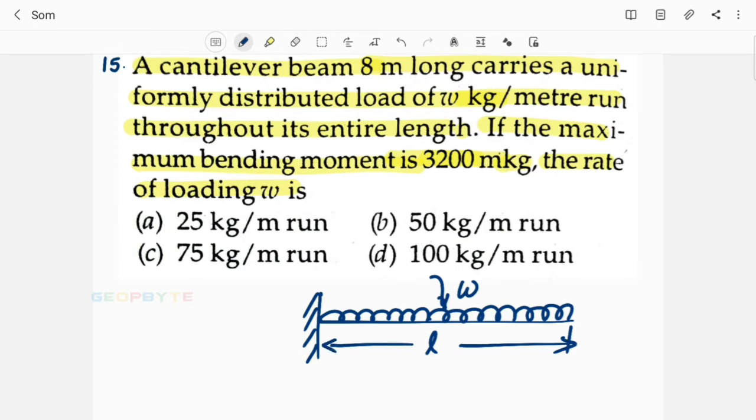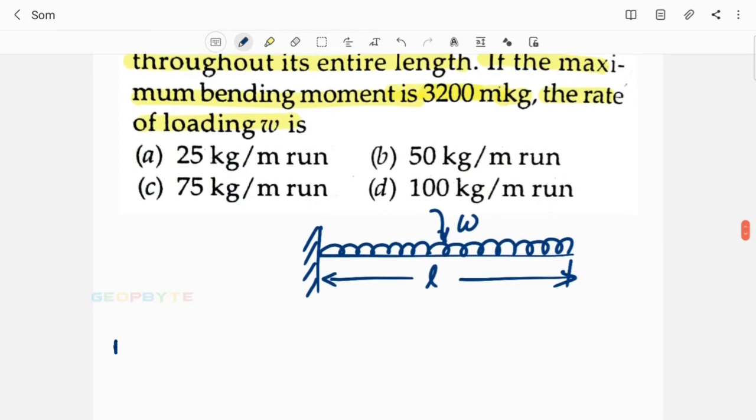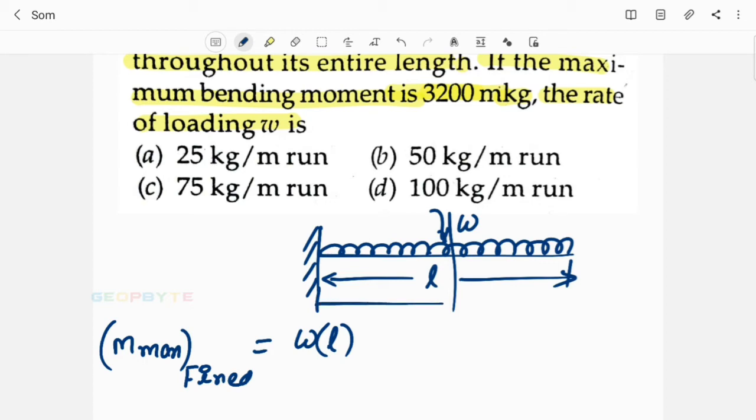As you know, maximum bending moment is occurring at the fixed end. The maximum bending moment equals UDL into UDL distance, which gives the point load. Assume the resultant point load is acting at the middle of the beam. The distance from that middle portion up to the fixture is L by 2, into L by 2, which is equal to WL square by 2.